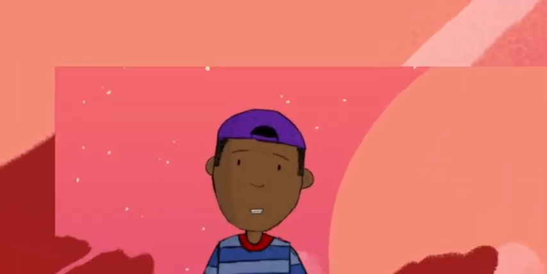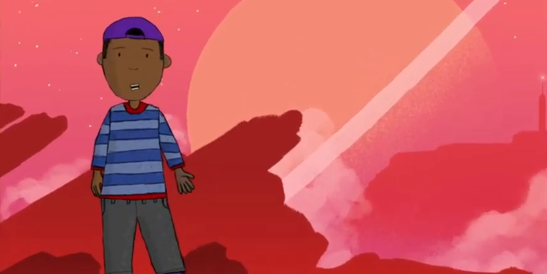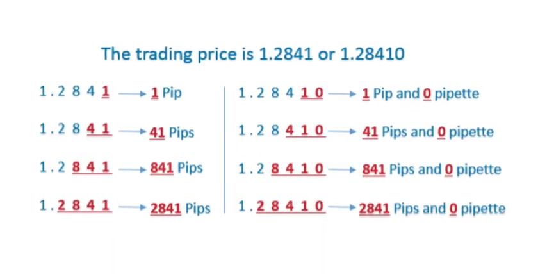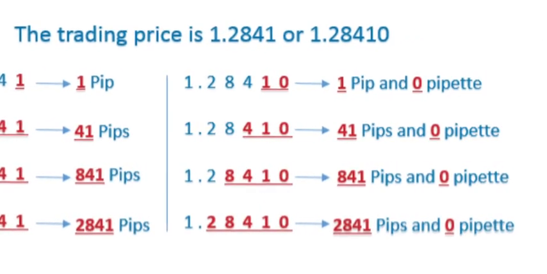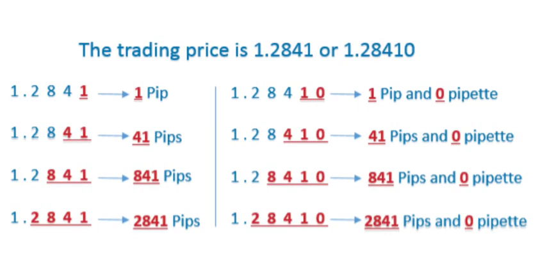You can even sometimes hear about smaller units of change known as pipettes. Some dealers quote to 5 decimal places, and this is where the pipette term is used. 1 pipette is 1/10th of a pip.